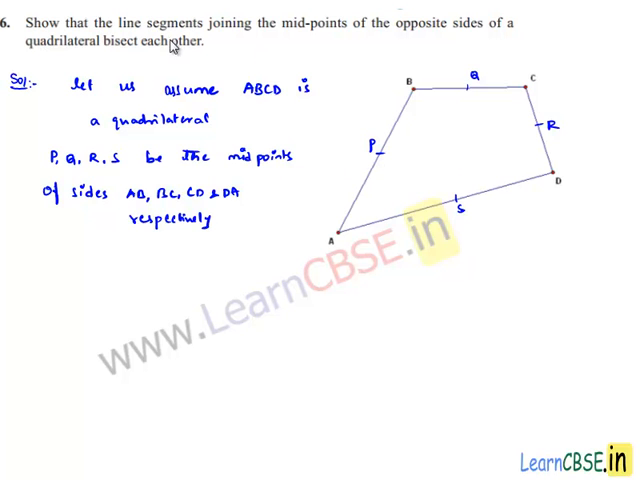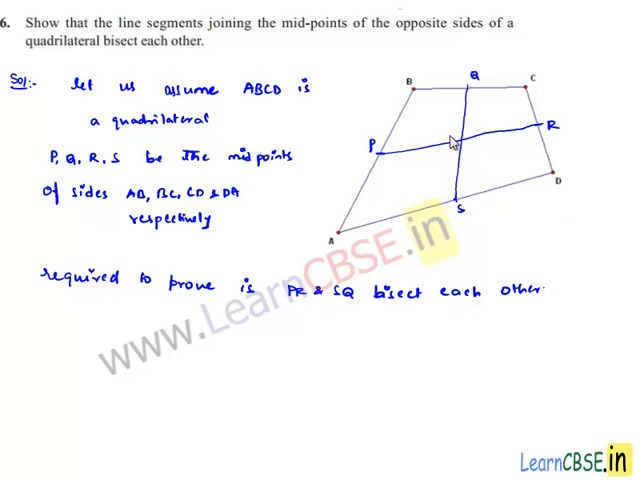Now we are required to prove that line segments joining midpoints of opposite sides bisect each other, that is QS and PR bisect each other. Now in order to prove this, let us join PQ, QR, SR and PS such that PQRS form a quadrilateral. Now let us also join the diagonals of quadrilateral, that is AC and BD.